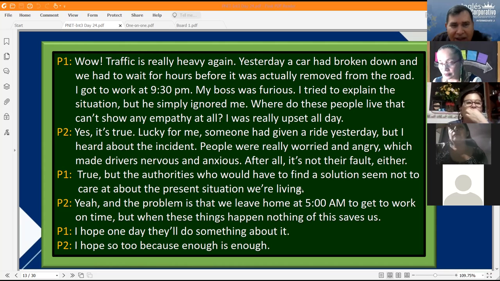Yes, it's true. Lucky for me, someone had given me a ride yesterday, but I heard about the incident. People were really worried and angry, which made drivers nervous and anxious. After all, it's not their fault either. But the authorities who would have to find a solution seem not to care about the present situation we're living.